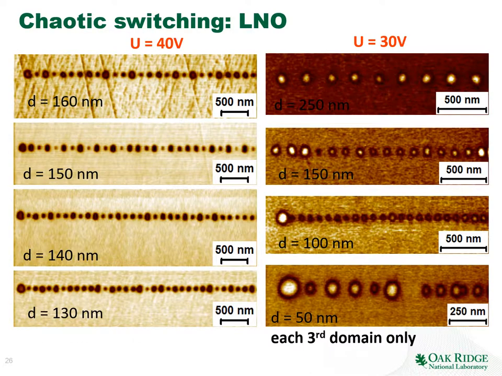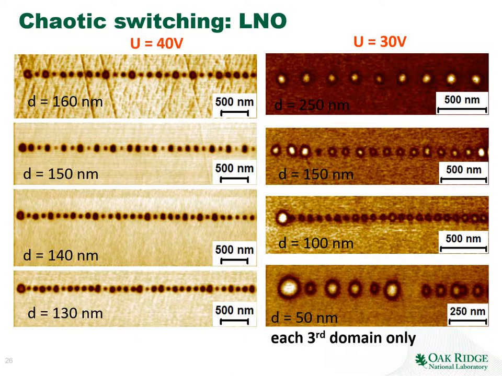What else? Are there any other interesting examples of physics appearing during ferroelectric switching in PFM? And the answer is yes. A few years ago, one of my colleagues at Oak Ridge was exploring polarization switching in lithium niobate, the same very famous material. Under certain conditions, for example 30 volts, if we apply a sequence of pulses while we move the tip, the domain switching gives a pretty trivial result. It just forms a chain of domains of equal size.